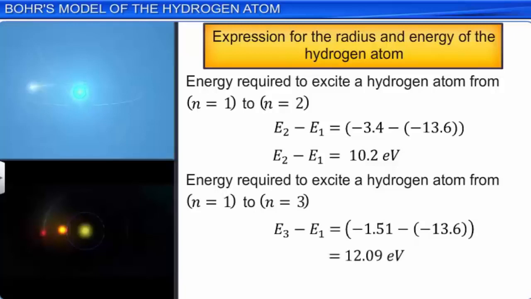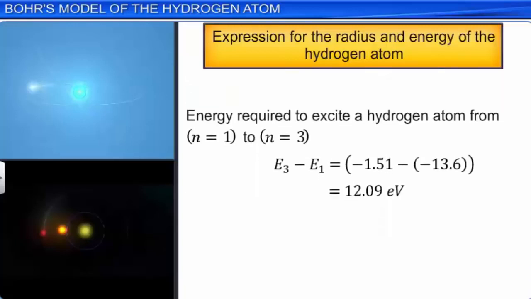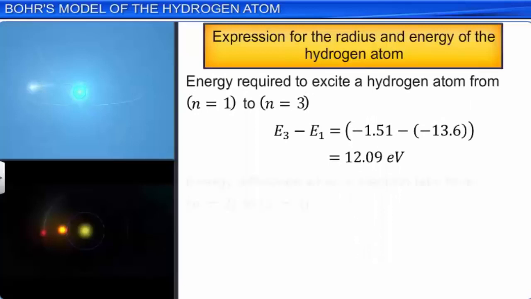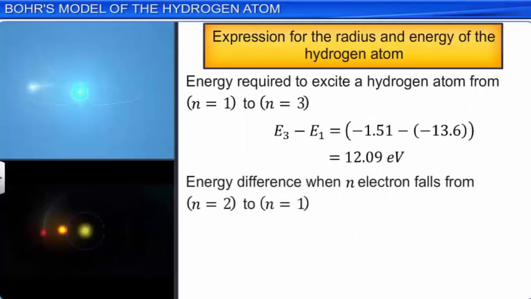When the electron falls from the excited state to its ground state, it emits a photon whose energy is equal to the energy difference between the excited state and the ground state. For example, if the electron comes to its ground state from the first excited state, the energy difference will be E2 minus E1 equal to 10.2 electron volts. And thus, a photon of energy 10.2 electron volts will be emitted.